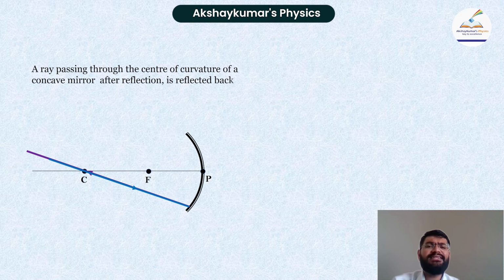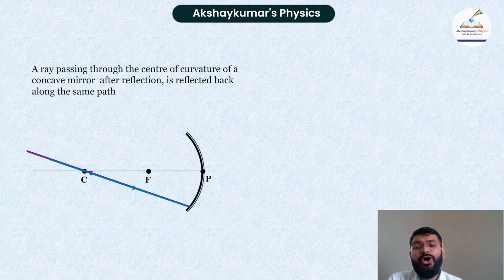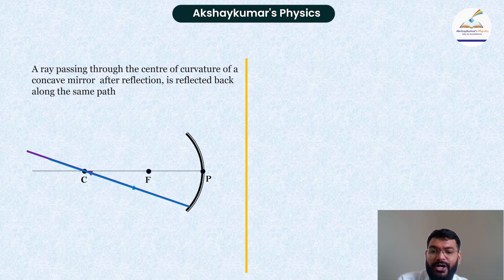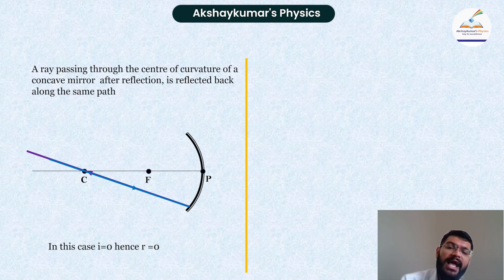Now, why does that happen? होता क्या है कि अपन ने previous slide में देखा, the normal is always drawn from the center of curvature. It means that the incident ray is passing along the normal, and because of that, the angle of incidence becomes zero, and following the laws of reflection, the angle of reflection is also zero. Because of that, it is going back along the original path. इसका मतलब है जिस गली से आए थे उसी गली हमको वापस जाना है.